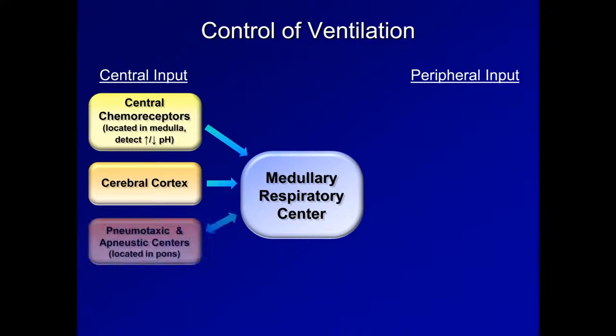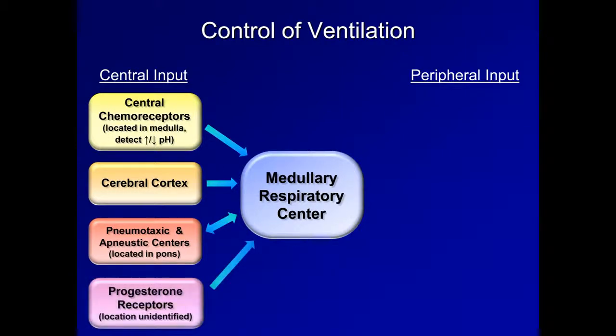In the pons are two additional respiratory centers, the actions of which are also not completely understood, but in the simplest terms, they are believed to mildly antagonize one another in order to fine-tune tidal volume and respiratory rate. These inputs are distinctive in that communication with the medullary respiratory center is bidirectional. Finally, there is significant empiric evidence that there exist progesterone receptors in the CNS and that stimulation of these receptors increases ventilation.